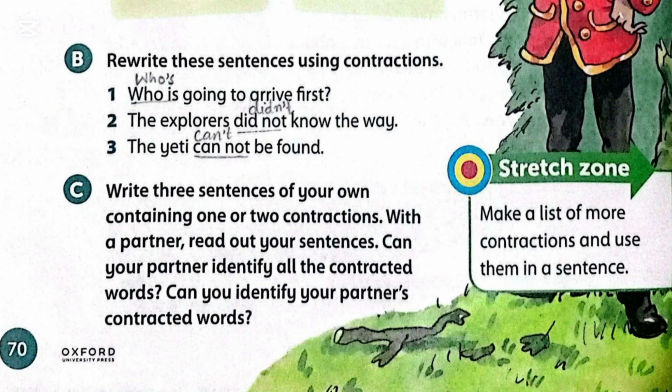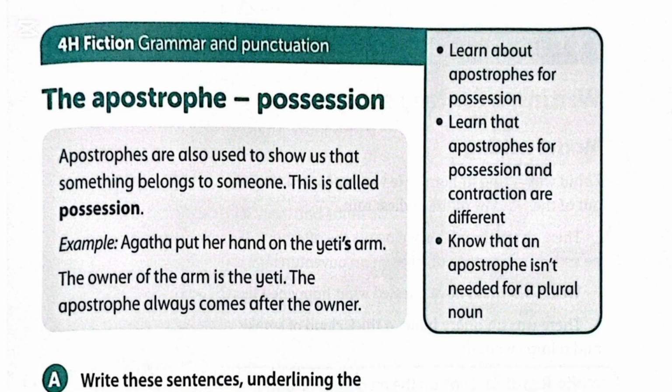Stretch zone. Make a list of more contractions and use them in a sentence. So you have to make a list of more contractions and then you have to make a sentence. Page number 71. The apostrophe of possession.